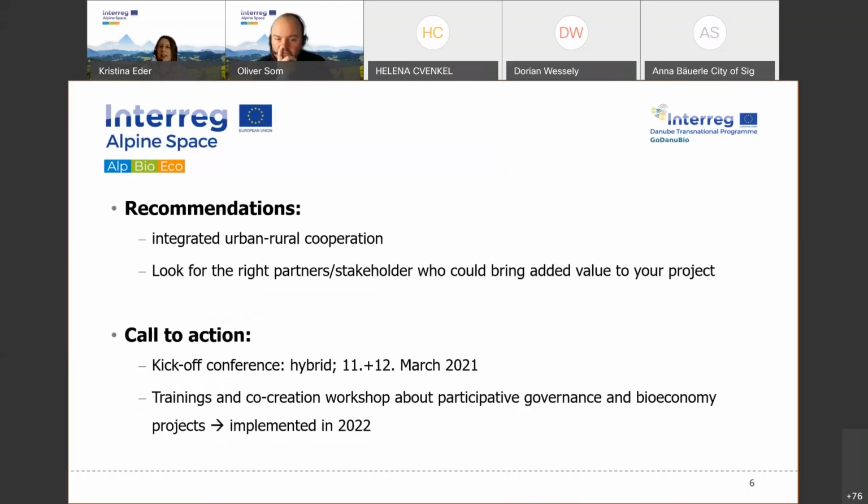And coming to an end, I have two recommendations. The first one is that we think it is really necessary to have an integrated urban-rural cooperation. And what I can recommend with my experience in EU-funded projects is that it is really important to look for the right partners or stakeholders in a project to really bring added value to your project.